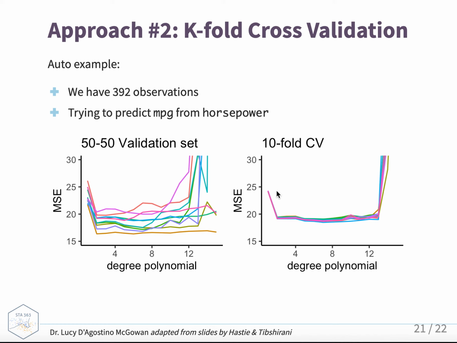Coming back to this auto example, where we had 392 observations and we're trying to predict miles per gallon from horsepower. In this first example, we have a 50-50 validation set, which is basically equivalent to twofold cross-validation. You'll notice here we have a lot of variability between each of these estimates, which is not ideal. As opposed to over here, where we have tenfold cross-validation, we see much more consistency between the estimates. So we can feel more confident that any one of these is going to be similar to any other one, and we wouldn't need to redo this process multiple times.